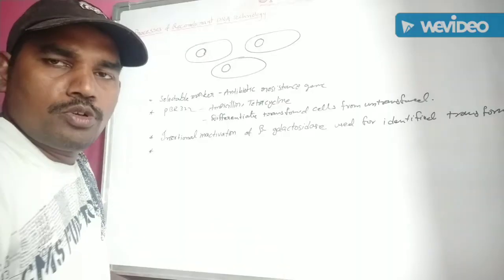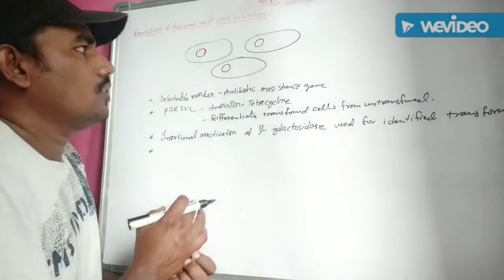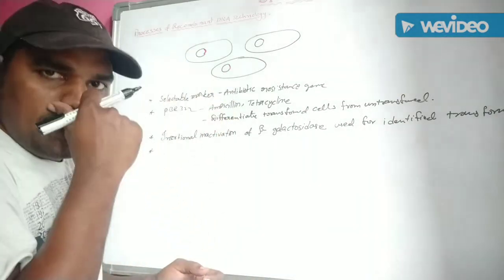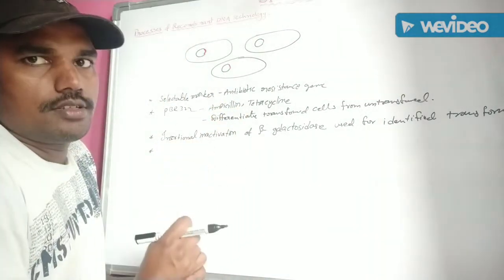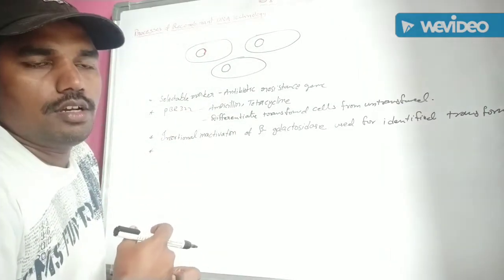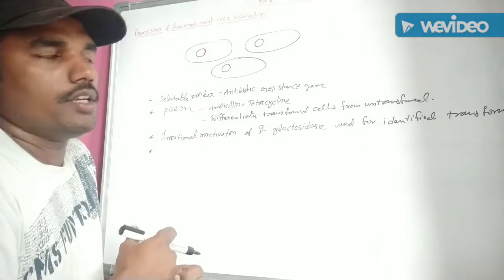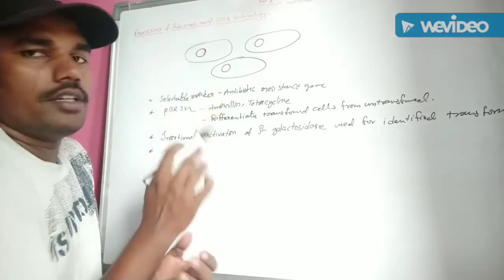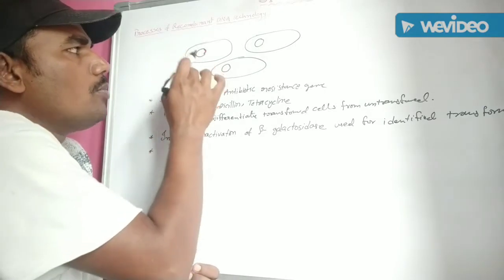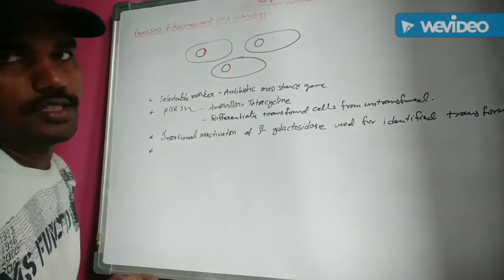As a result, the fourth step is obtaining the foreign gene product. First of all, select the transformed cells. This means identifying which cells have taken up the foreign DNA, the wanted recombinant DNA. These recombinant DNA-containing cells are separated from the untransformed cells.